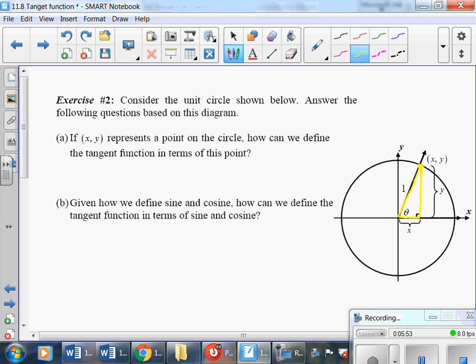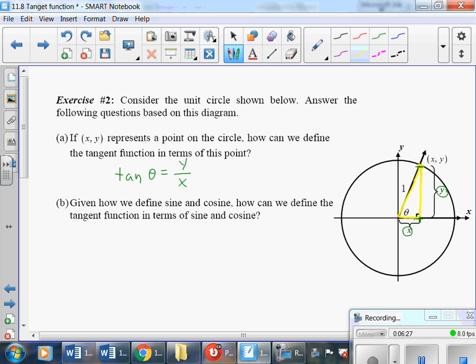You can see that the opposite side is y and the adjacent side is x, because that's what the point is. From here to here is x, and from here to here is y. That's how we defined it. So we can say the tangent of theta is equal to the opposite side, which is y, over the adjacent side, which is x.